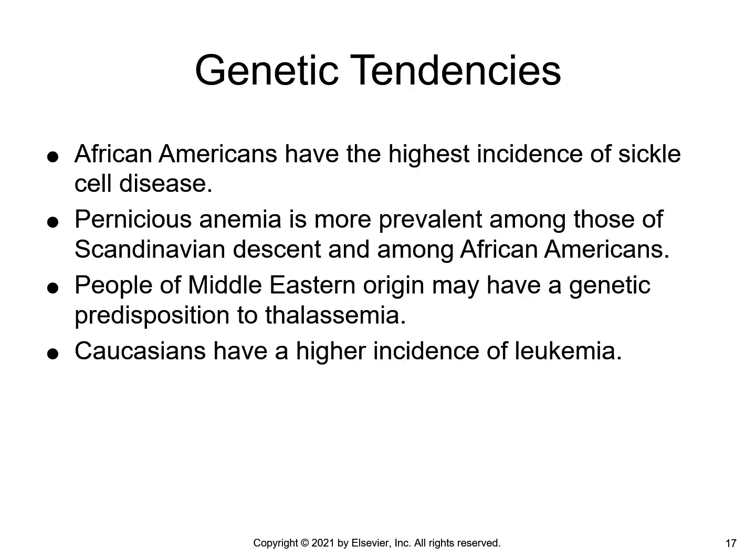There are genetic tendencies that can cause different types of hematologic disease processes: sickle cell disease, pernicious anemia, and thalassemia, as well as leukemia. These can all be caused by different genetic disorders.